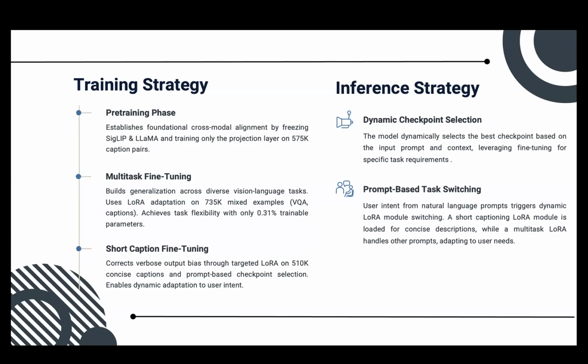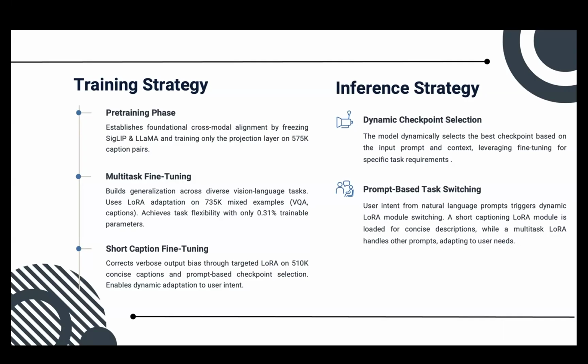The short caption fine-tuning phase corrects the verbose output bias we discovered during evaluation, through targeted LoRA training on 510,000 concise captions. We enable the model to produce appropriately brief outputs.